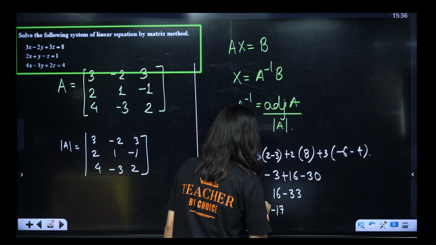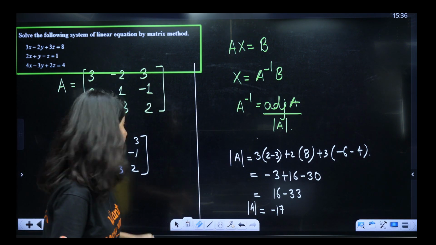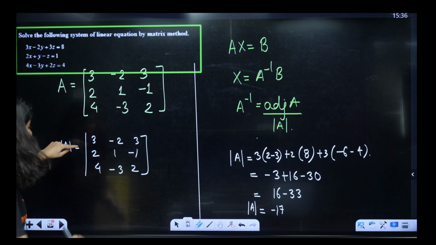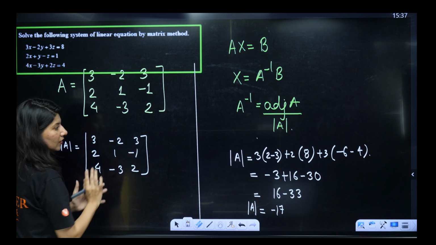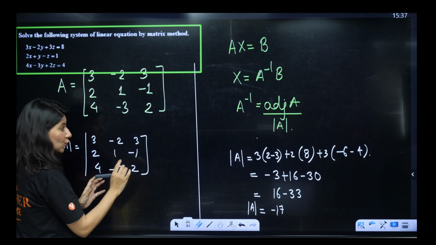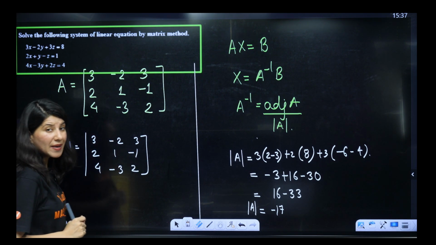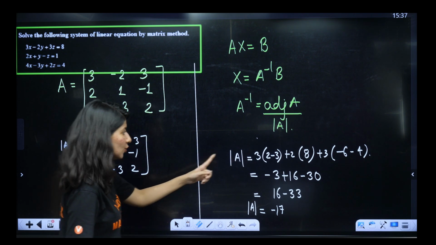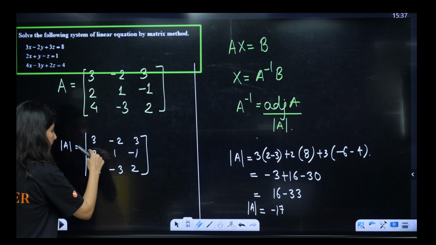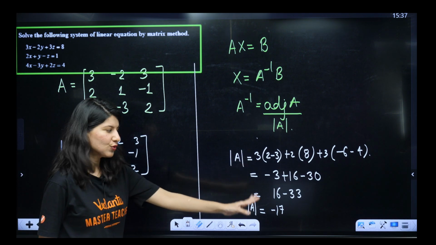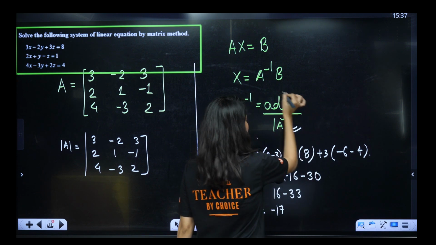This is your determinant A. I hope you know how to expand along row number 1. 3 you have to keep, then 2 minus 3. Plus 2, the middle will have positive sign. 2 2s are 4, minus minus plus 4. So 4 plus 4, 8. Last, this is 3 times minus 6 minus 4. If you solve it, minus 17. So this is sorted.